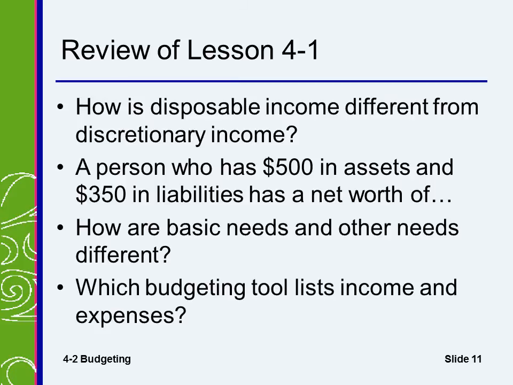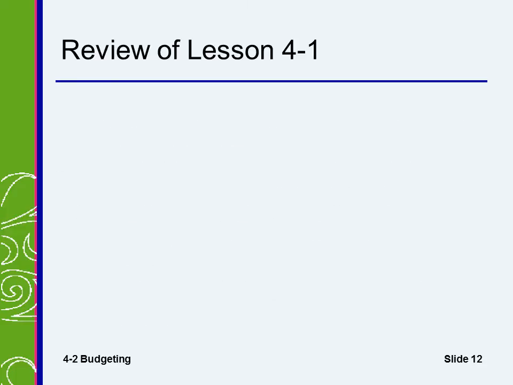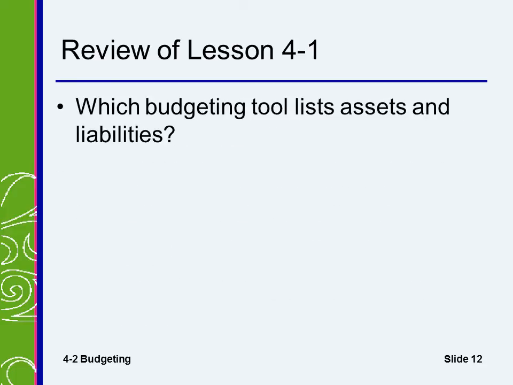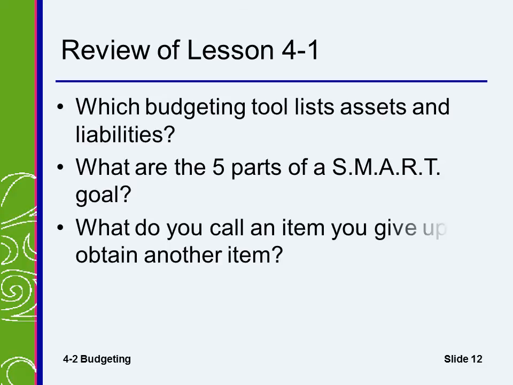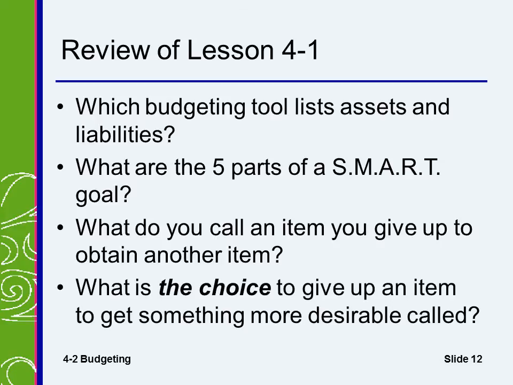Write the answer. Which budgeting tool lists income and expenses? Write the answer. Which budgeting tool lists assets and liabilities? Write the answer. What are the 5 parts of a SMART goal? Think back to Lesson 1. Write the answer. What do you call an item you give up to obtain another item? Write the answer. What is the choice to give up an item to get something more desirable called? Write down the answer. Make sure you bring your book to class tomorrow.